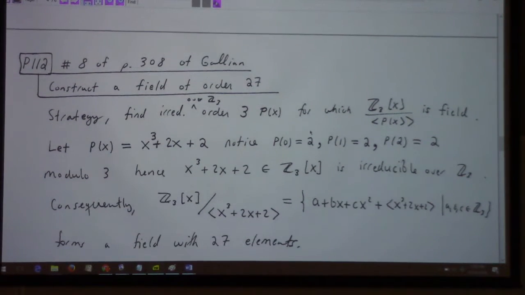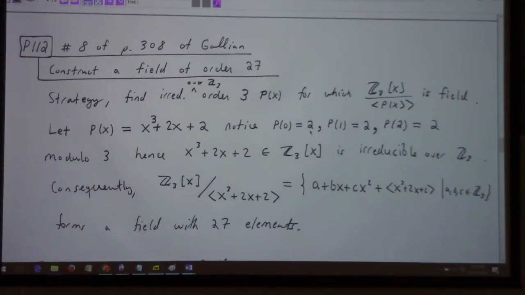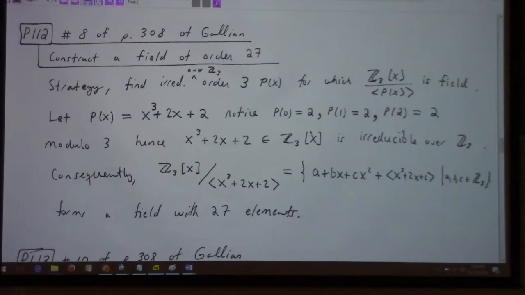Very nice. Construct a field of order 27. So basically, you just need to take Z3[x] and mod by something that will make this a 3-dimensional vector space. Because if you have a 3-dimensional vector space over Z3, it's got 3 to the 3, which is 27 things. So I chose this. I mean, there's other choices, I suppose, but this is irreducible over Z3. Here's the proof.